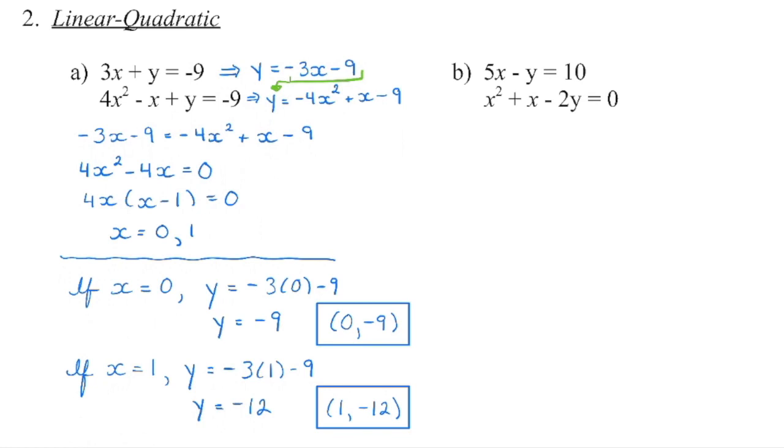So let's begin with if x is 0. If x is 0 and I substitute it into this term, 0 times 3 is 0, that term is gone. Negative 9 is my y-coordinate. I'm going to substitute negative 9 in here. Negative 9 equals negative 9. That solution works for the first equation.